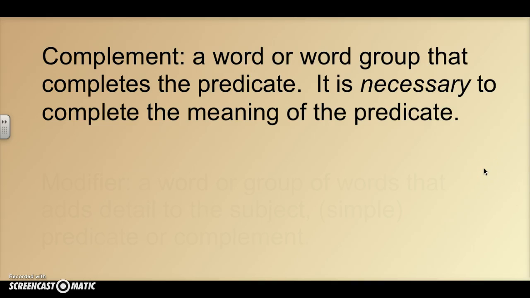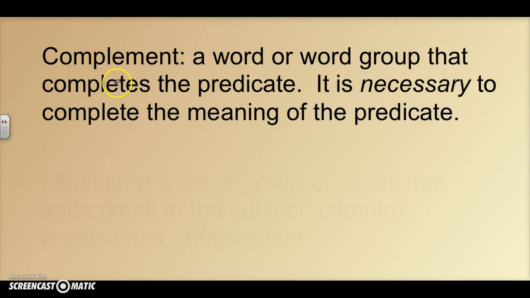Now a complement is a word or a group of words that completes the predicate. It means that you have to have it in order for the predicate to have its appropriate meaning. So "I ate a hot dog." In that case, it is significant that I am eating the hot dog. "Hot dog" would be my complement in that sentence.